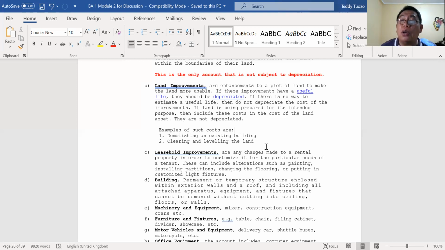So in your books, it is not just the 1 million pesos that you record as the value of your land, but it also includes the demolishing and the clearing or the leveling of the land, no?